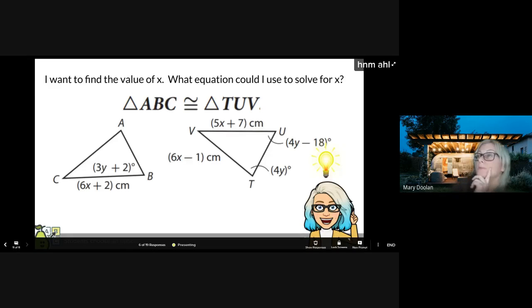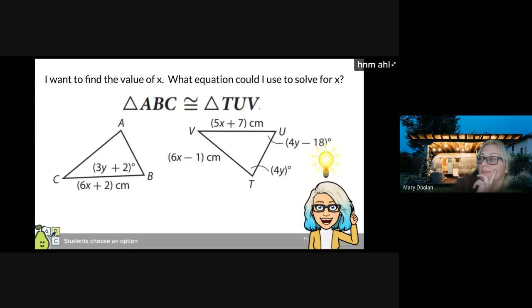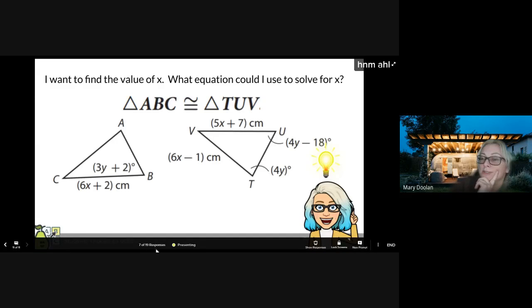I have 6 responses, so if you haven't chosen one yet, go ahead and choose. And then come back to our meet. Any more than 6 responses? 7 responses. There we go. Keep them coming. Pick one. What equation could you use to solve for x? We have 8 responses. Nine responses. Ten responses. We're halfway there.